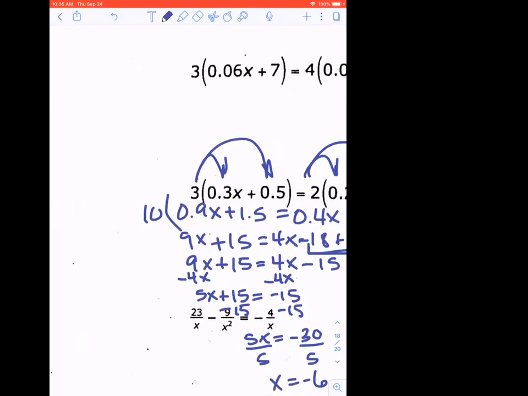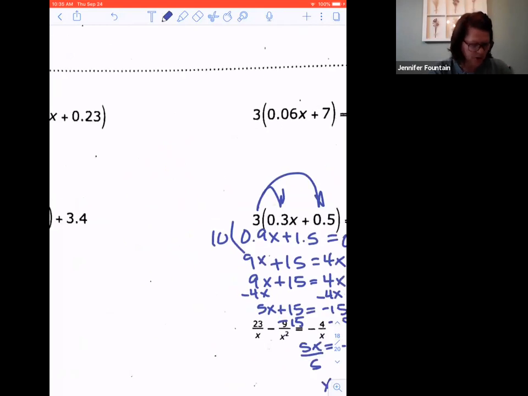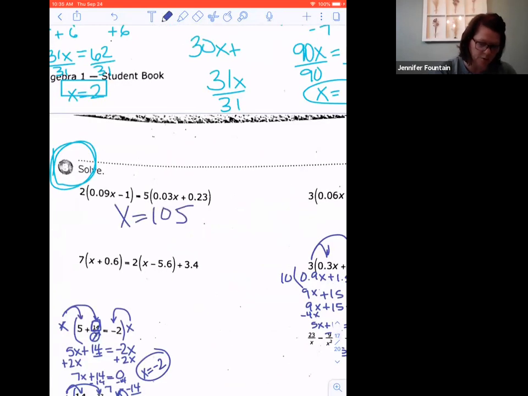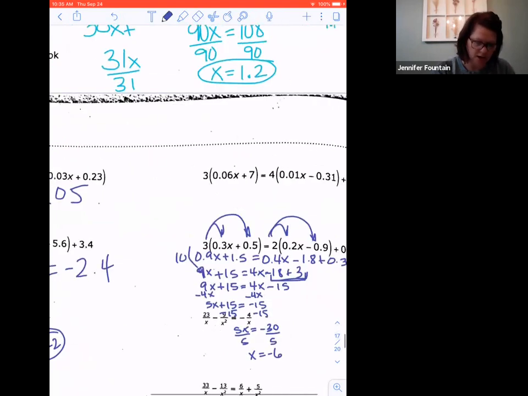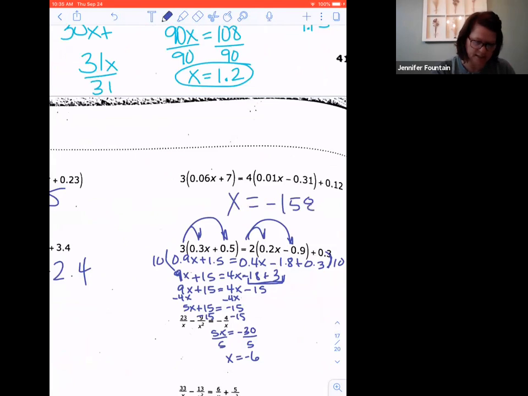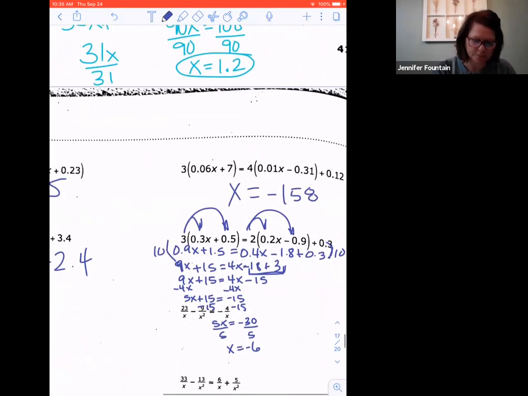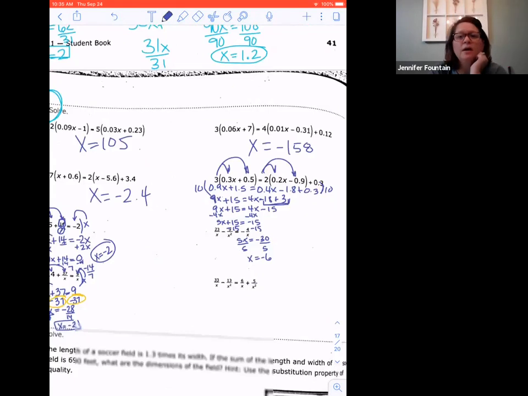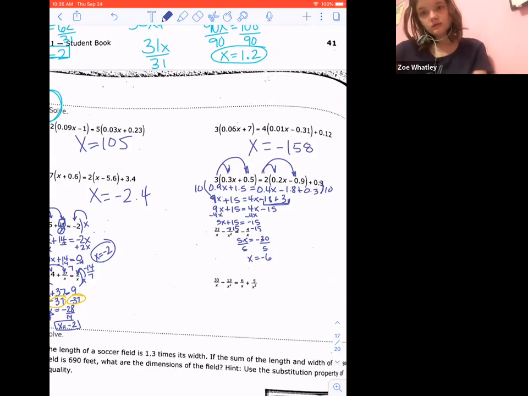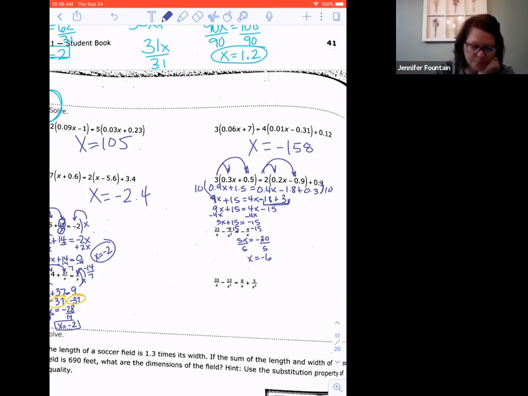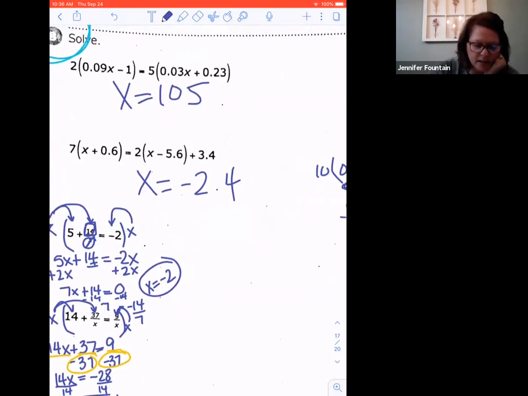The very first one, the answer in here, what I'll do is I'll go ahead and write just the answers in so y'all can see them. So x was equal to 105 on the first one. Below that, x was equal to negative 2.4. Over here, x was equal to negative 158. There we go. So any of the other ones you would like me to work? The top one on the right side and the bottom one on the left side. Okay. So let's see, we'll start with the bottom left.